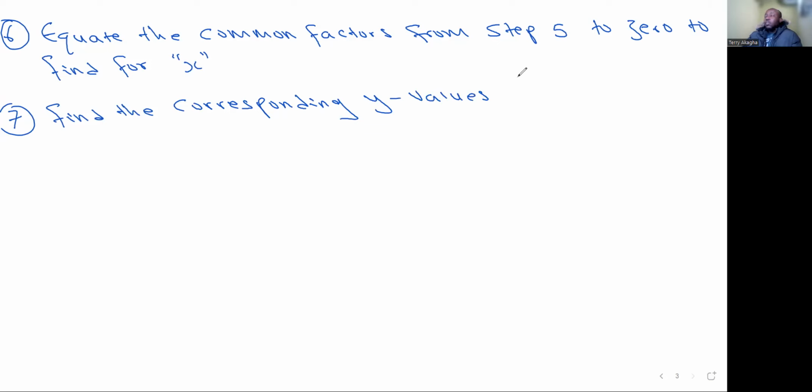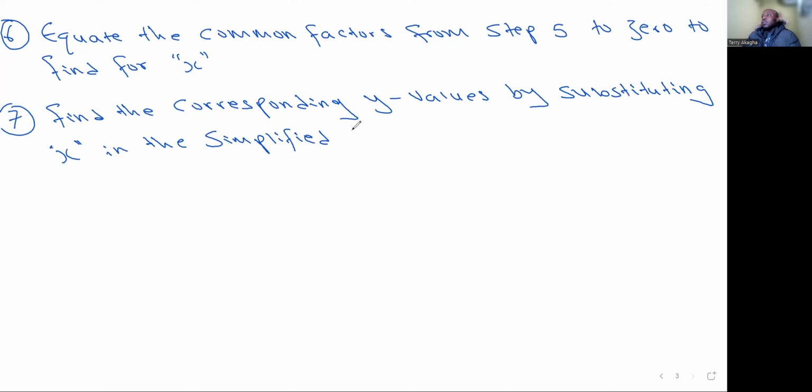By substituting x. So remember the x value, you've gotten the x value from step 6, in the simplified fraction from step 4. Oh, sorry, step 5. We've already gotten the simplified fraction already.